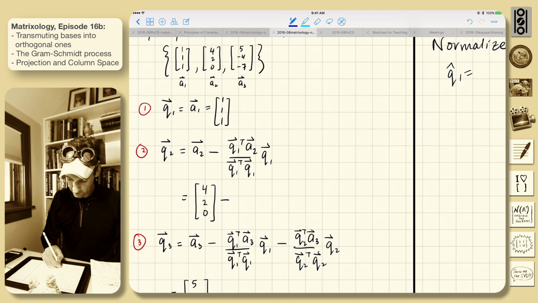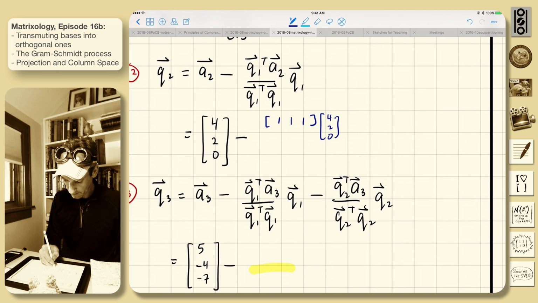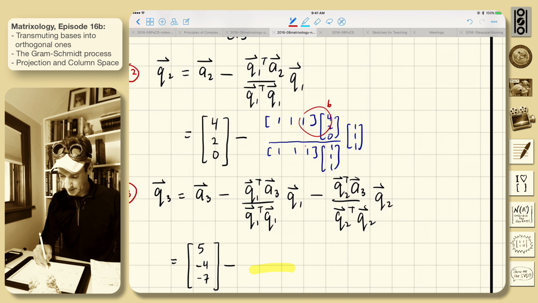So we've got Q1, and they're always going to look like this: 1, 1, 1. We've seen these before. A2 is 4, 2, 0. And then we'll have the dot product on the bottom, which is really making these things unit vectors. And then that's multiplying 1, 1, 1, right? So this is the number on top. All of this is 4 plus 2 plus 0, so it's 6. And this piece here is 3.